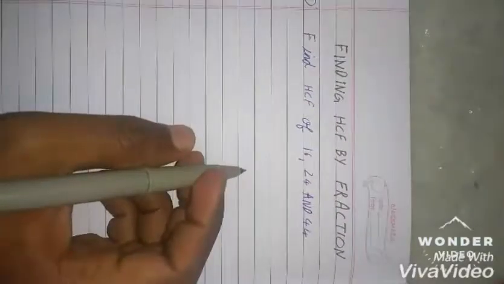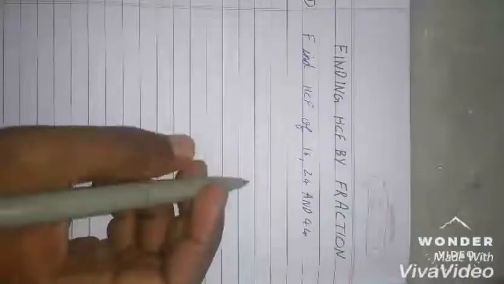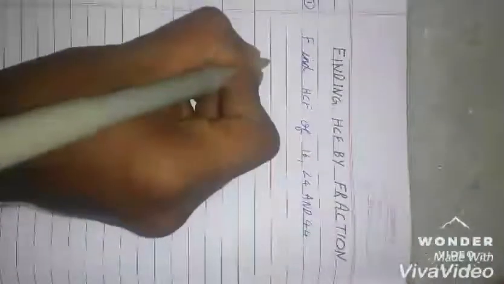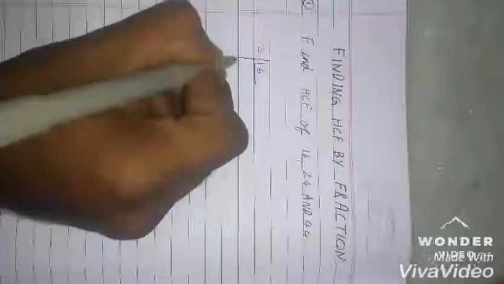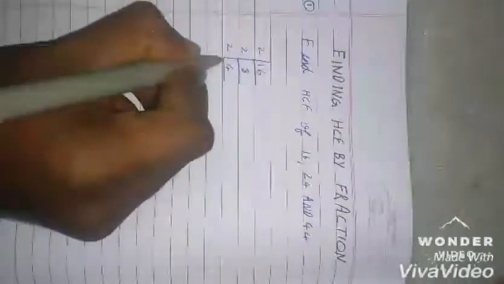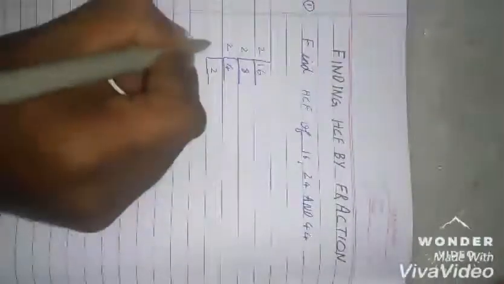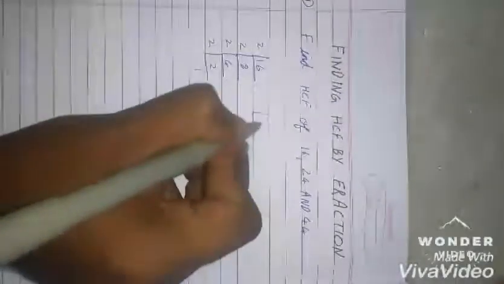So we'll be finding the HCF of 16, 24 and 44 by the factorization method. It is simply done by dividing 16 by the lowest number that it can be divided by. So 2 into 16 is 8, 2 into 8 is 4, and 2 into 4 is 2. Same way we work out the rest of the sums.